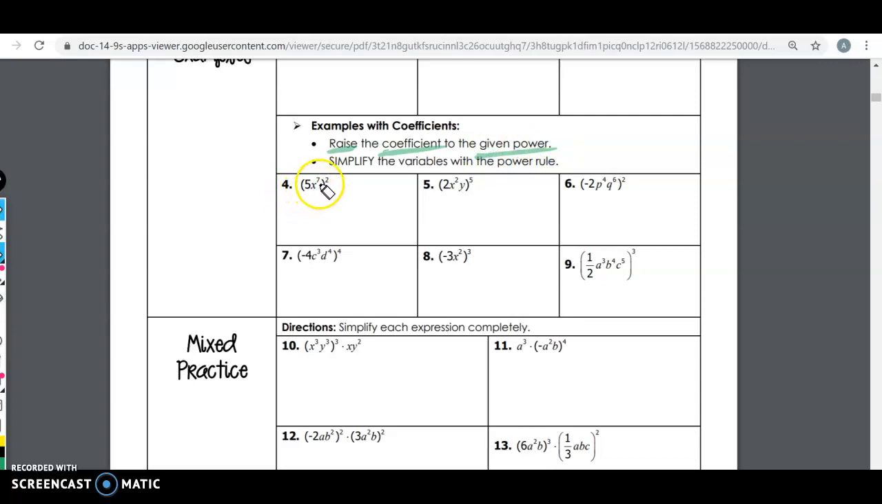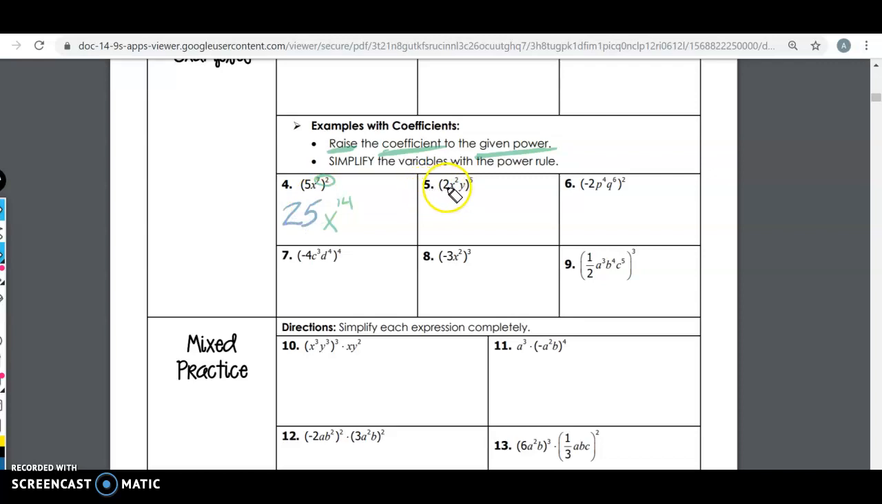Here we have 5x to the 7, parenthesis squared. We know what to do with the exponents. We know that's going to become 7 times 2, which is 14. But what we do with the coefficient is that we're going to raise 5 to the 2nd power. A very common mistake is that you would do 5 times 2 to make 10. That's incorrect. Let's do 5 squared, which makes 25.